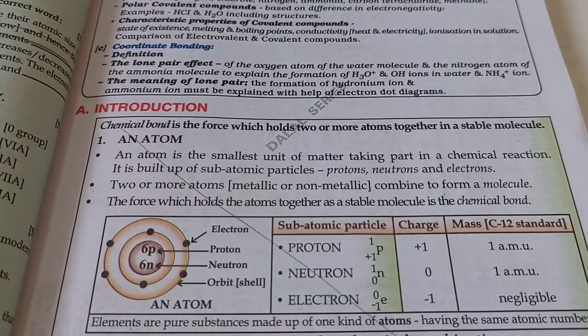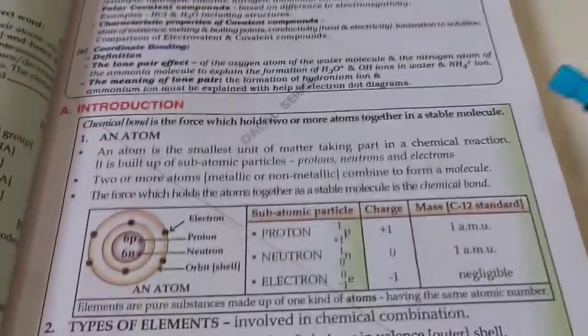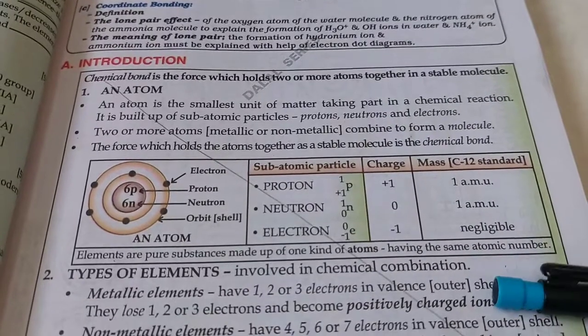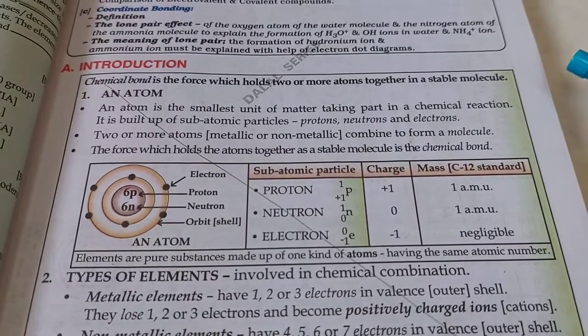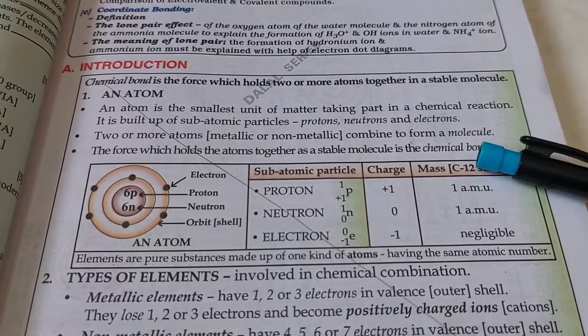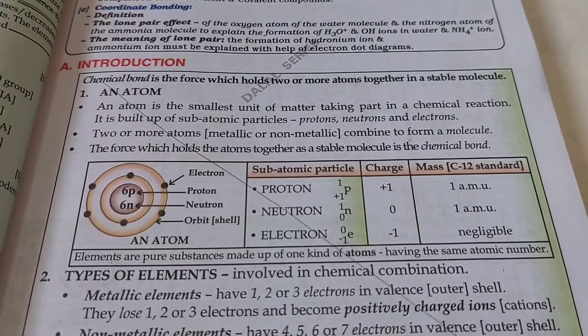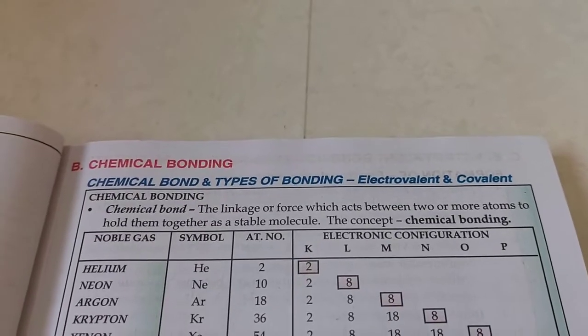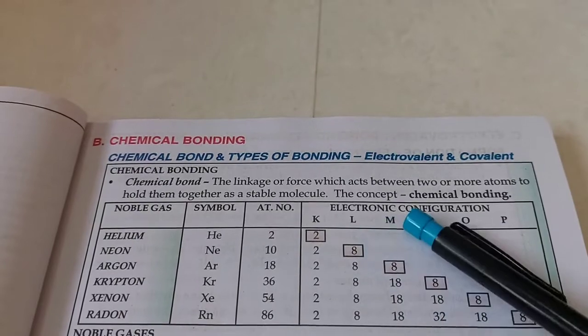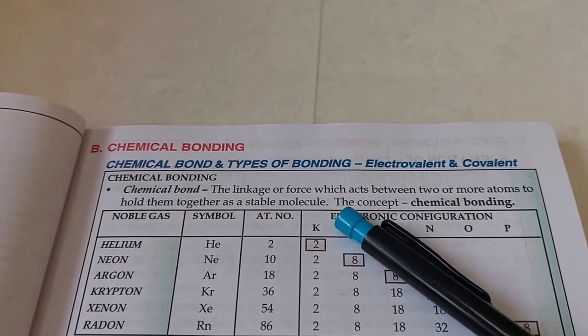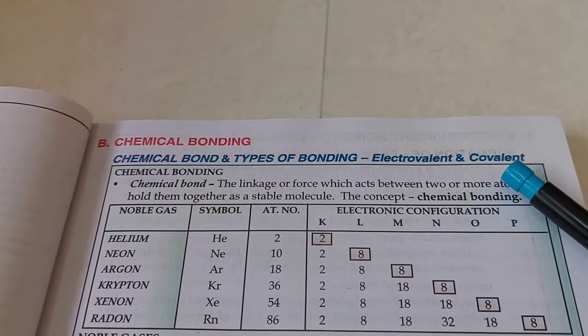So, chapter 2, chemical bonding, from the textbook. Introduction is not in the syllabus, although you may read it if you want to revise the basic concepts of what an atom is and what the component particles in an atom are. Here we have the definition of a chemical bond. It's a linkage of force which acts between 2 or more atoms.